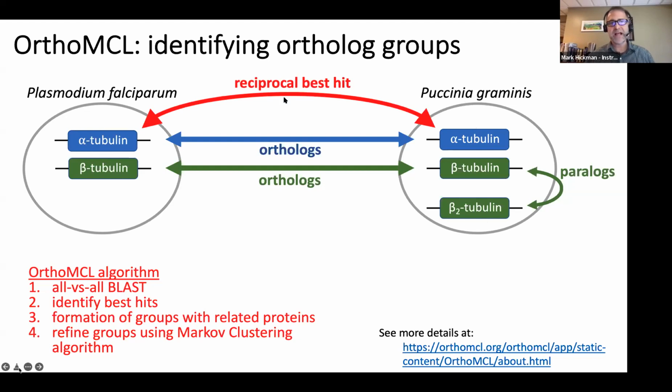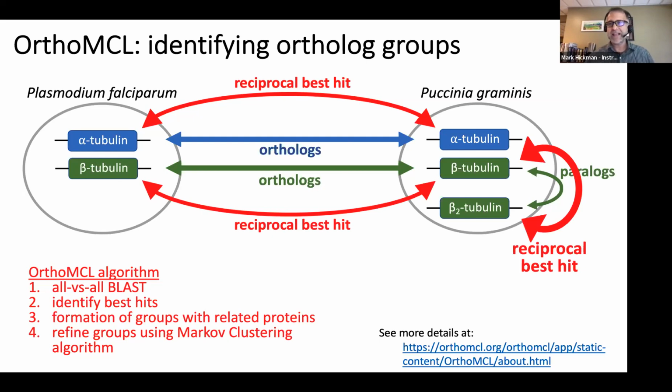So let's just look at how this would work. If you blast alpha tubulin in Puccinia against all the Puccinia proteins, the top hit will be alpha tubulin. Likewise, if you take alpha tubulin from Puccinia and blast it against all the Plasmodium proteins, that will be the best hit. That's called the reciprocal best hit, and that would indicate that that is an ortholog. And then you can do the same thing with beta tubulin to identify those as orthologs. And then you can blast proteins against all the other proteins within the same species, and the reciprocal best hit, if you blast beta tubulin against all the Puccinia proteins, would be beta tubulin.